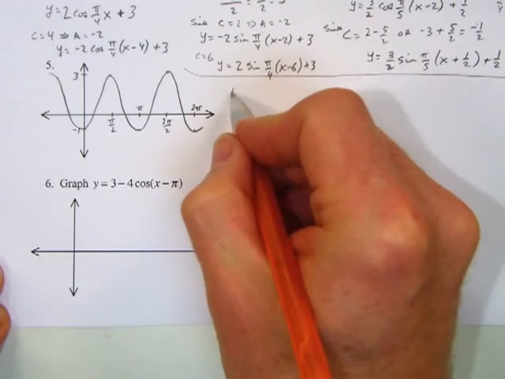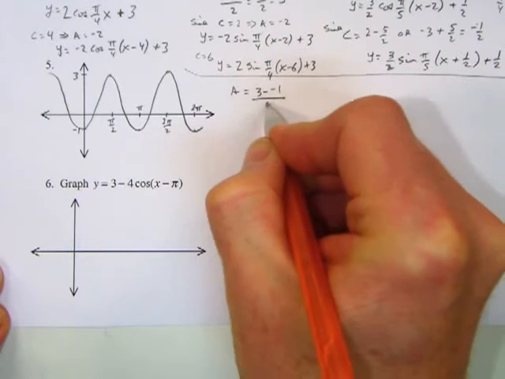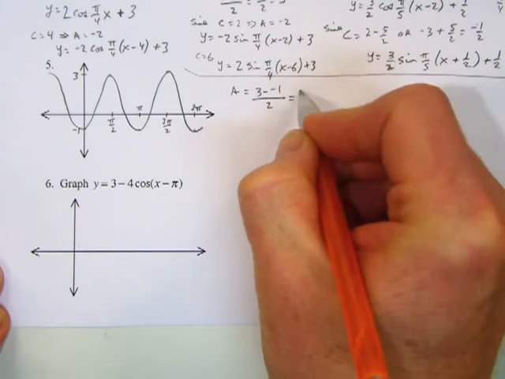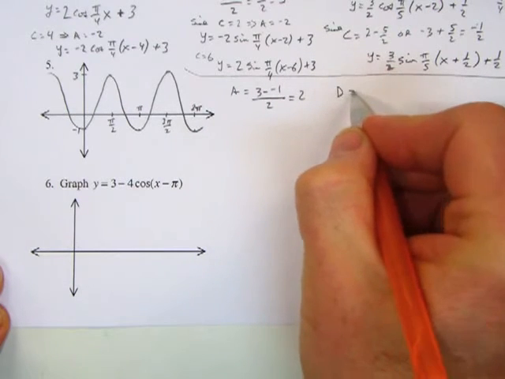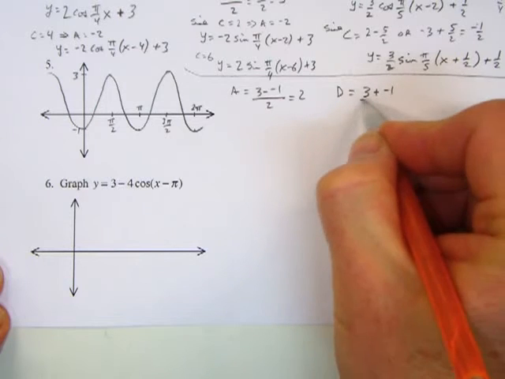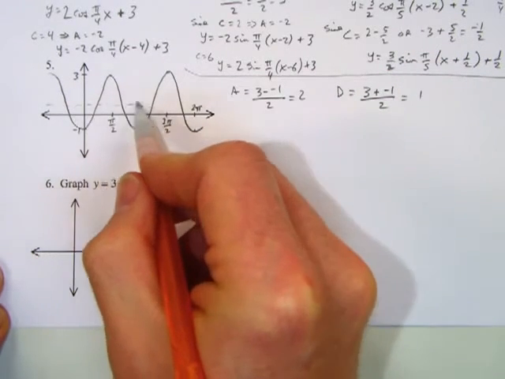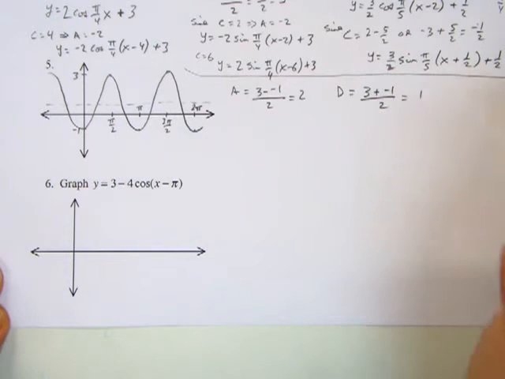So we can say A is 3 minus negative 1, max minus min, over 2. So that's 4 over 2, which is 2. We can go right away to D is the midpoint, 3 plus negative 1 over 2. So that's going to be at 1. So we'll have something that looks like this.